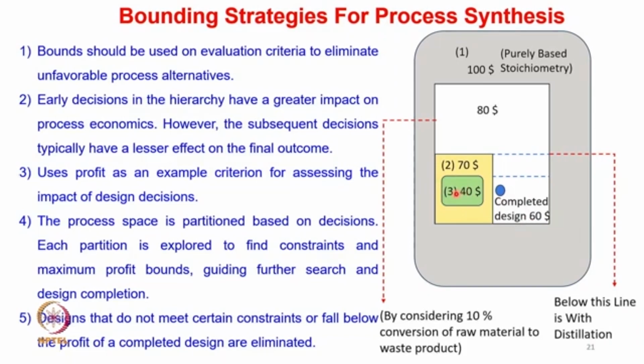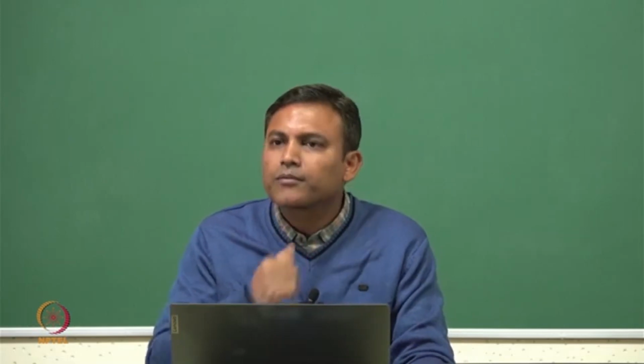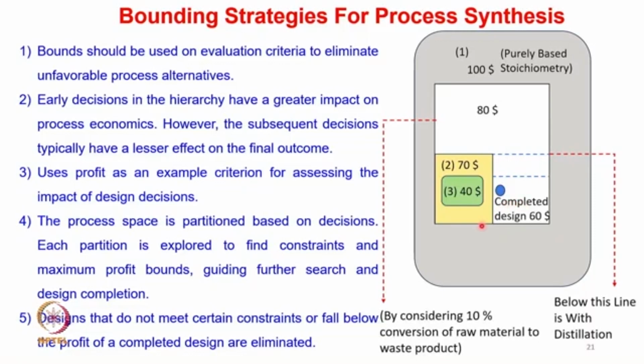So in this manner, by addition of constraints we are reducing the search space and eliminating the design options which have a lower profit than the completed design, and we are also trying to find different alternatives. With this we can find the best design after looking at all the options.